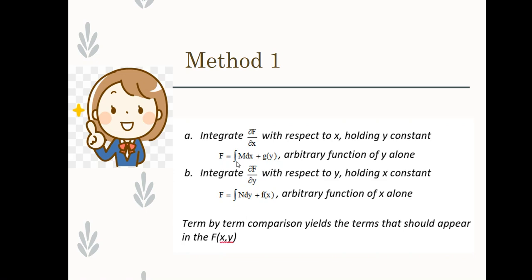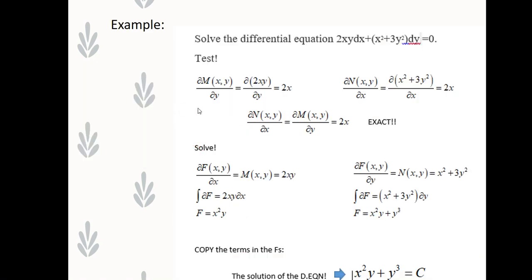Now, you will have two answers. You do a term by term comparison, that is, you compare your answers for A and B, and then you select the terms that are present in both answers, and that would be the solution of your DE. That is for method 1. Anyway, you will have a specific example later on of how this is done. This is the example that I'm going to give you regarding method 1.